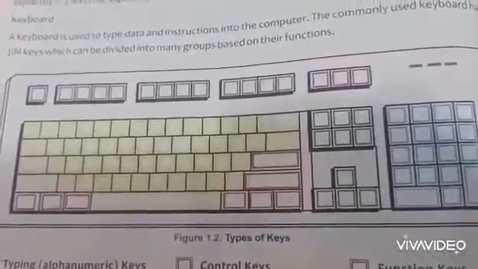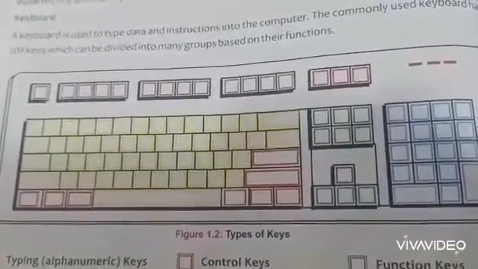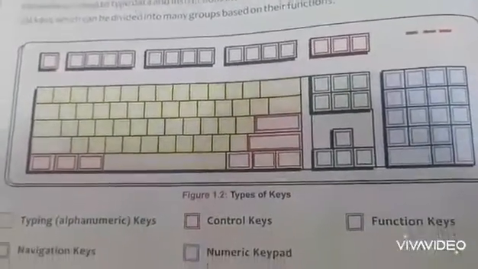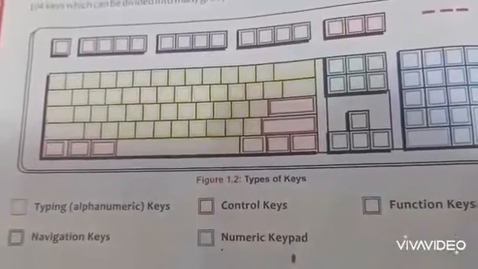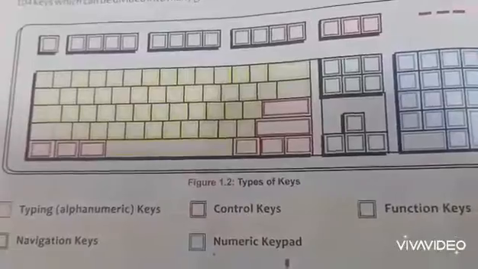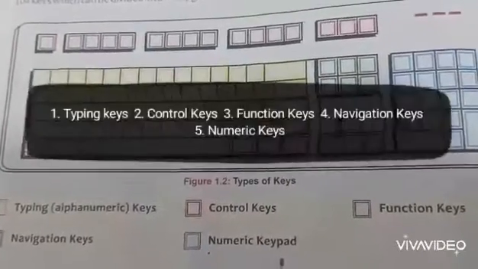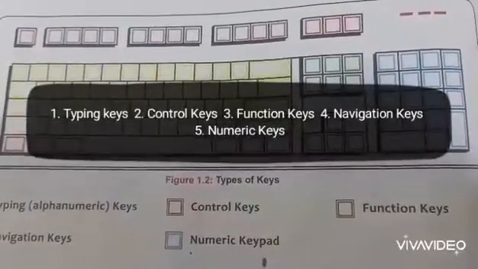Just look over here. This is a keyboard and there are 5 types of keys on a keyboard: typing keys, navigation keys, control keys, numeric keypad, function keys.